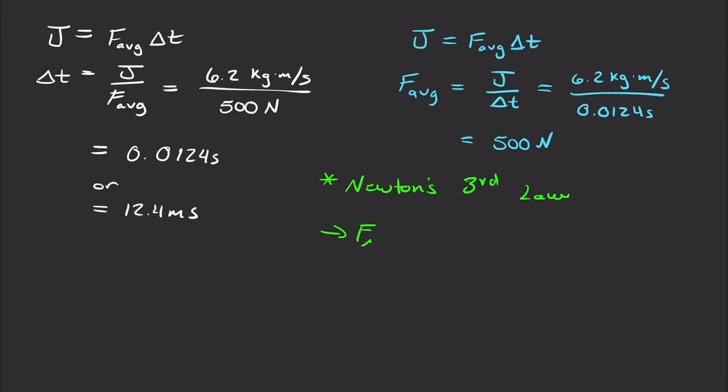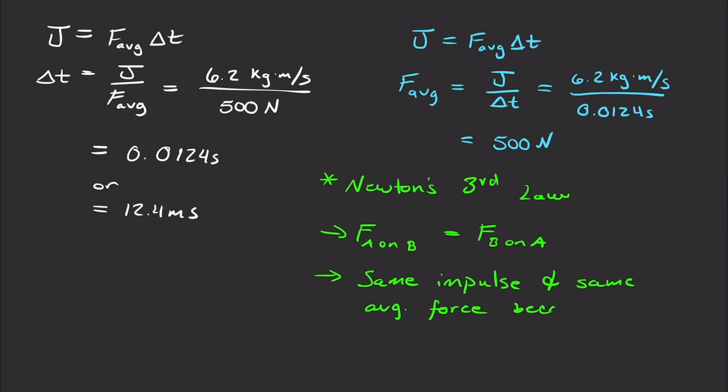So that means F A on B, little b, is equal to F B on A. Okay, and then you get the same impulse and the same average force because you have the same time interval.